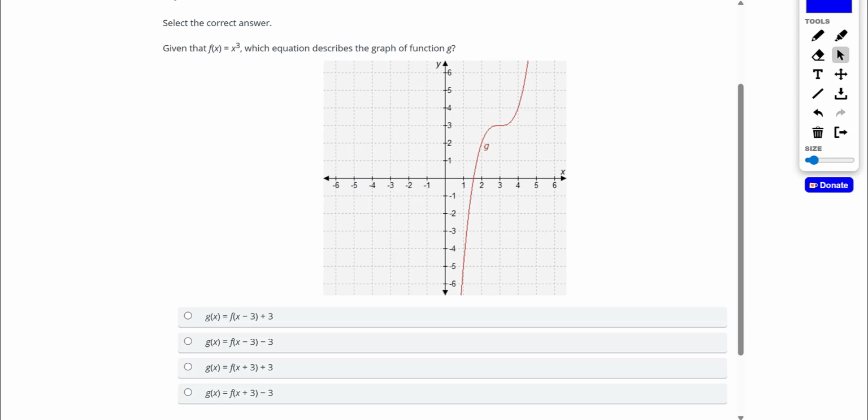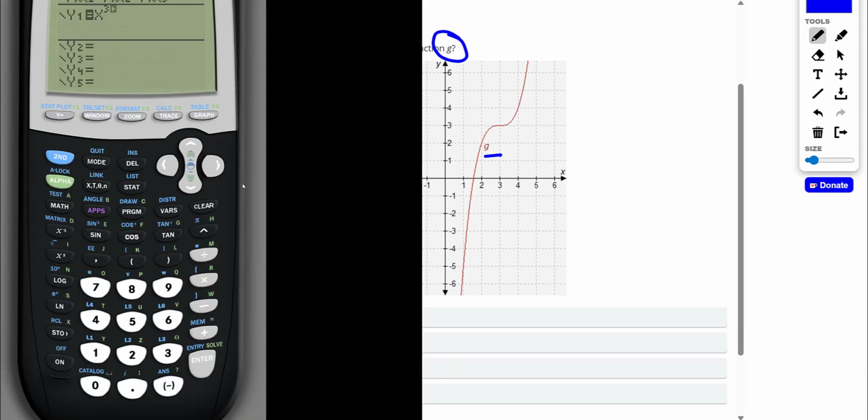Question 7, given that f of x equals x to the third, which equation describes the graph of function g? And note that this is function g. So first off, I am going to graph that parent function. At this point, you probably already know what this graph looks like, but just in case, here's a visual.